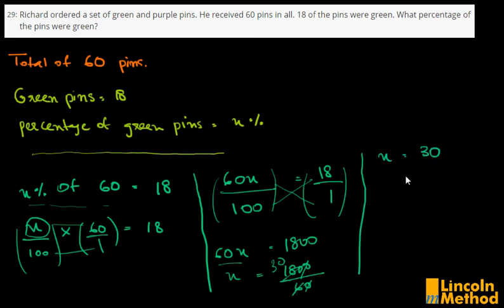And since we're talking about the percentage of pins that were green, we're going to add a percent sign here. So X is 30%. What percent of the pins were green? 30% of the pins were green.